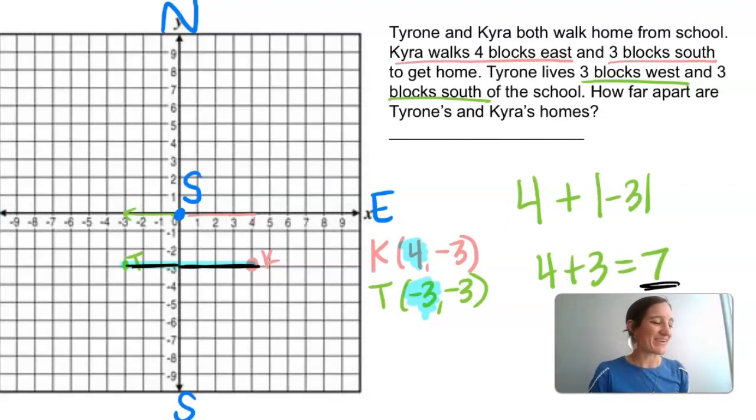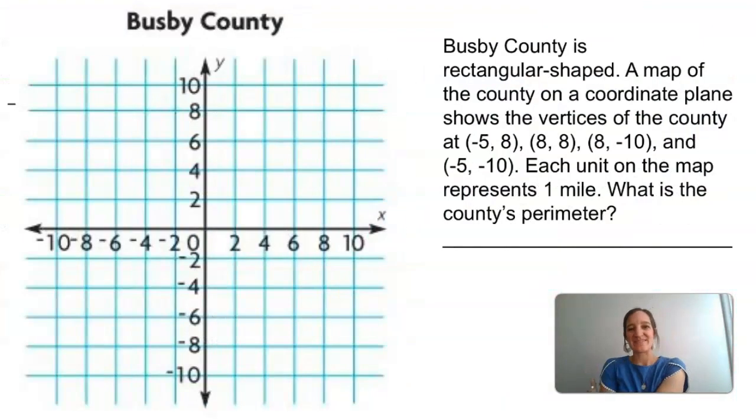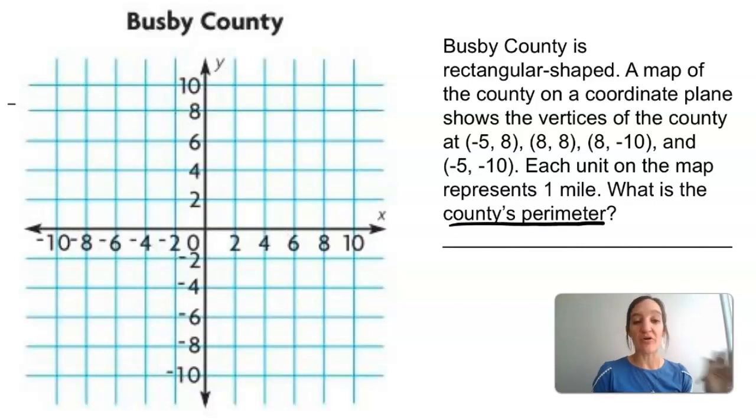So we found out that they are 7 blocks from home. Done. Now Busby County is rectangular shaped. We have a map and we want to know what is the county's perimeter. We have the 4 corners of their county. Let's use a coordinate plane.